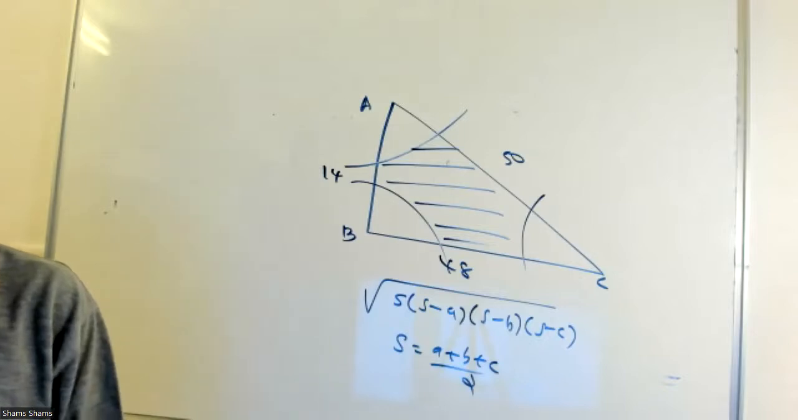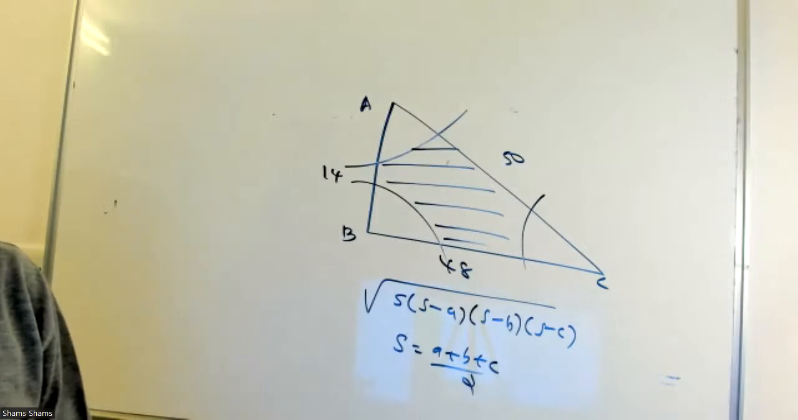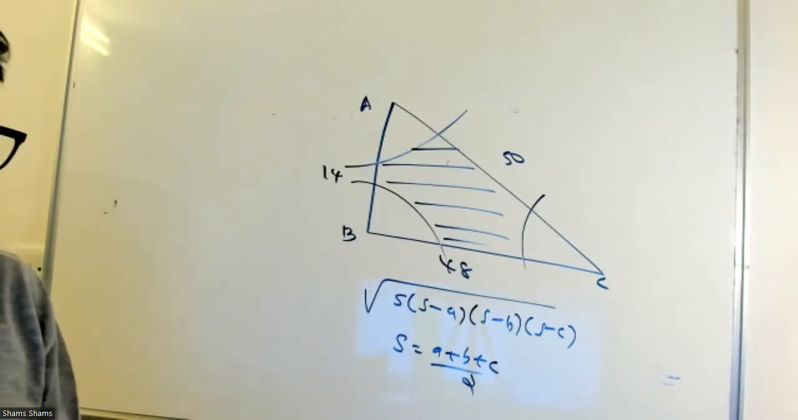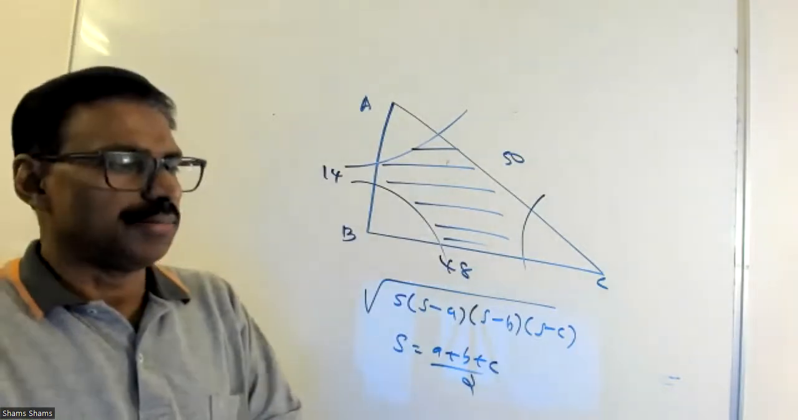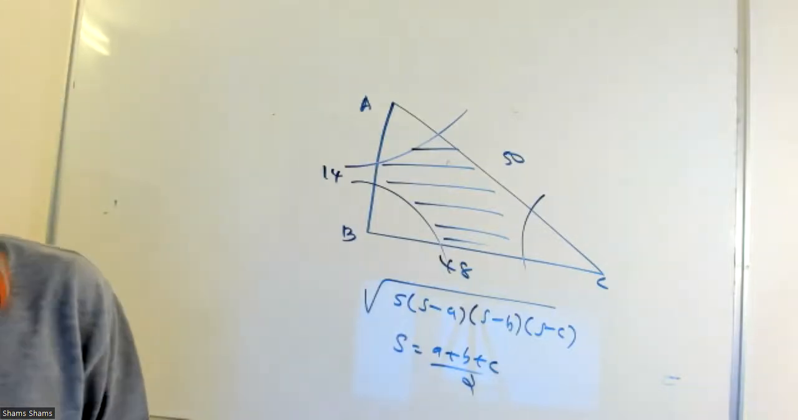Anyone have an idea? Okay, tell me. Theta by 360, agreed. Pi r square theta by 360. Pi 3.14. R is given 5. Theta what?